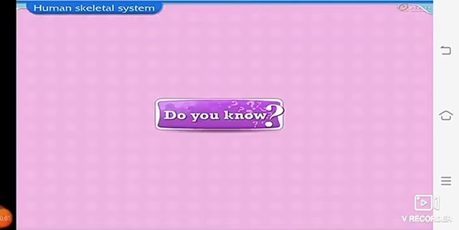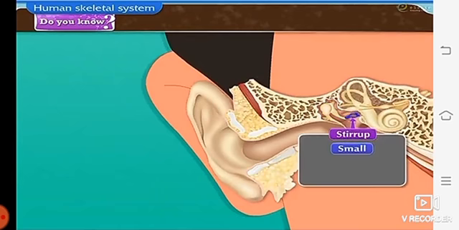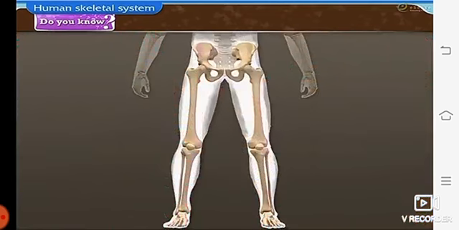Do you know? There are 3 bones in each of the ears. Of these, the stapes is the smallest bone in our body. It is very small in size, just like a single rice grain. It is a hollow, ring-like structure. The longest and strongest bone of the human body is present in the thigh. This bone is called the thigh bone or the femur.